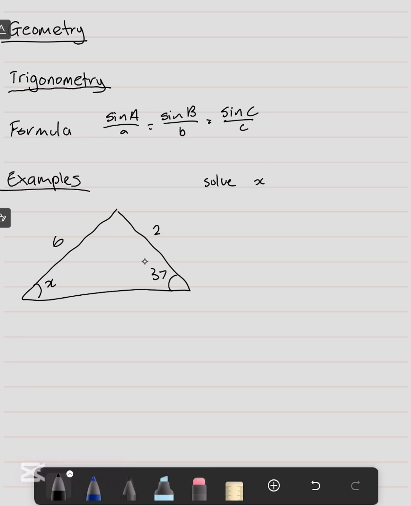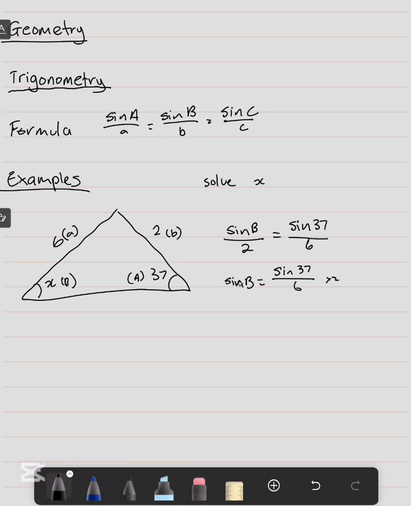Let's try out our question. We've got to solve for x. So let's label our sides uppercase A and lowercase a, and they have to be opposing. You do the same for B. Now we can plug in our values into the formula. And it doesn't matter A, B, or C, as long as the corresponding sides have the same letter. So we plug in our values, and we just use normal algebra to solve for B. We get sine to the other side, and we have sine^-1 of 37 over 6 times 2. Put that into our calculator, and we get that B is equal to 11.6.